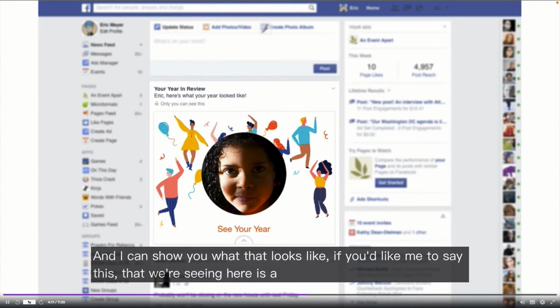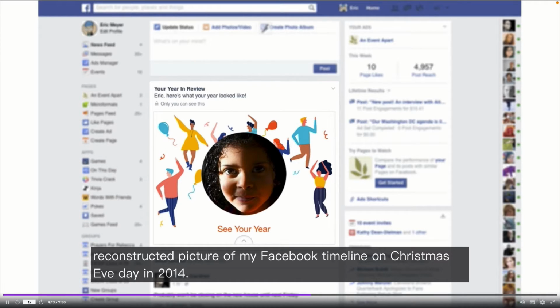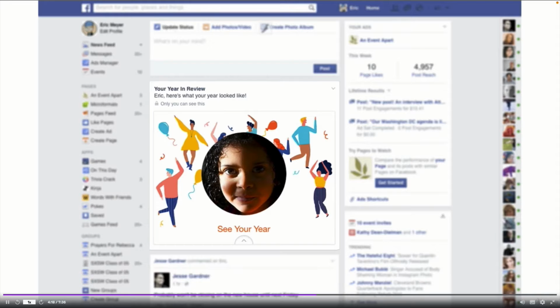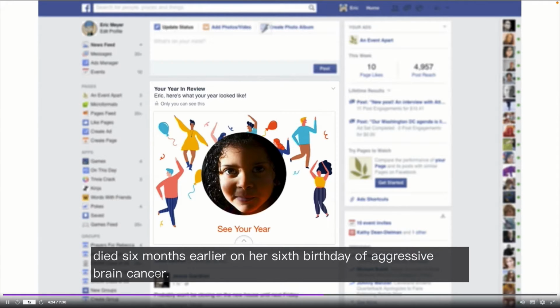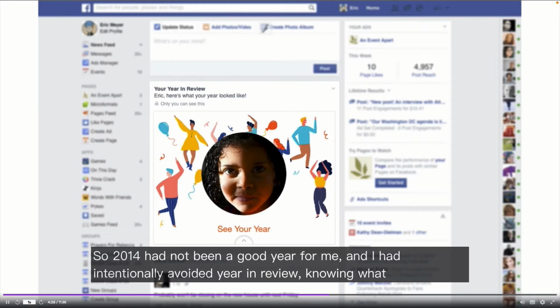So what we're seeing here is a reconstructed picture of my Facebook timeline on Christmas Eve day in 2014. The girl in the middle of that little clip art party there is my middle daughter, Rebecca, who had died six months earlier on her sixth birthday of aggressive brain cancer. So 2014 had not been a good year for me.